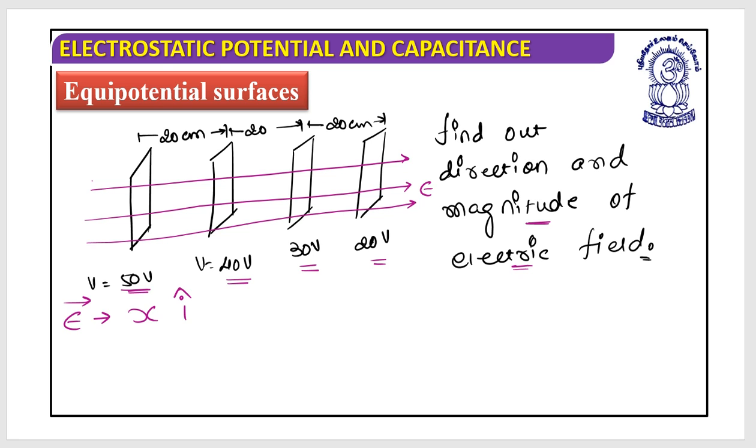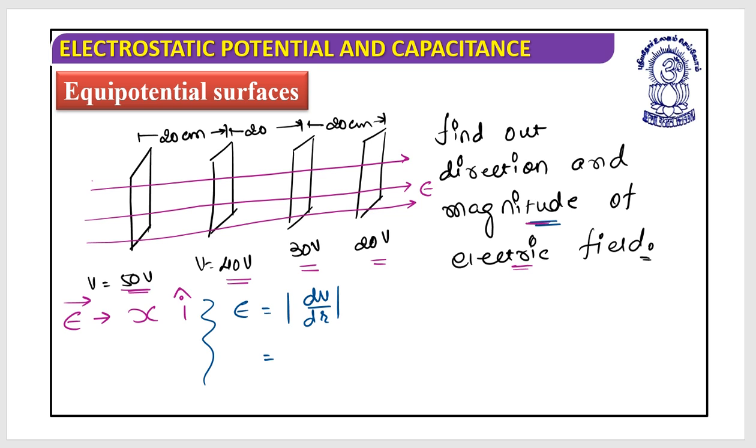Now, do you know any relation that relates voltage, or I can say potential difference, distance and electric field? Do you know any relation that relates a potential, electric field and distance? Yes. What is it? Yes, it is E equals to, here I'm interested in magnitude, so this is dV by dr.